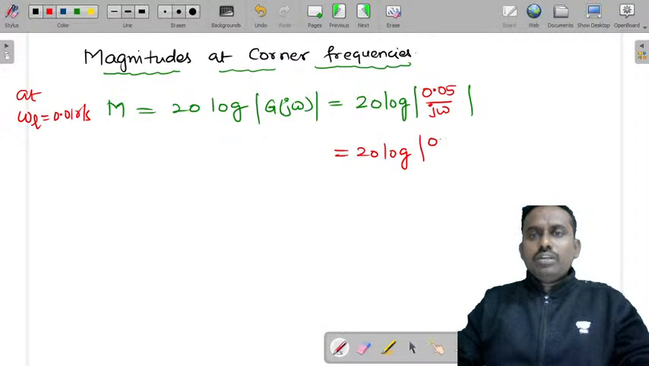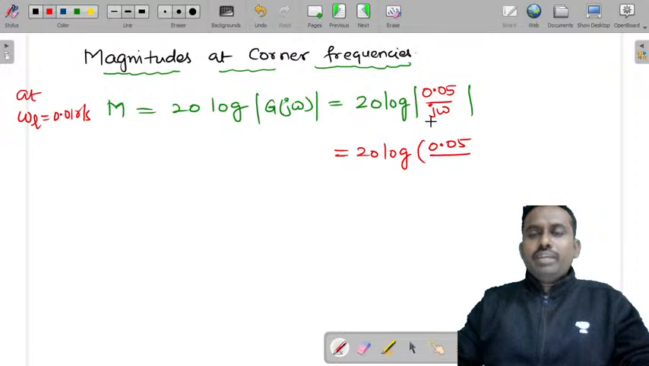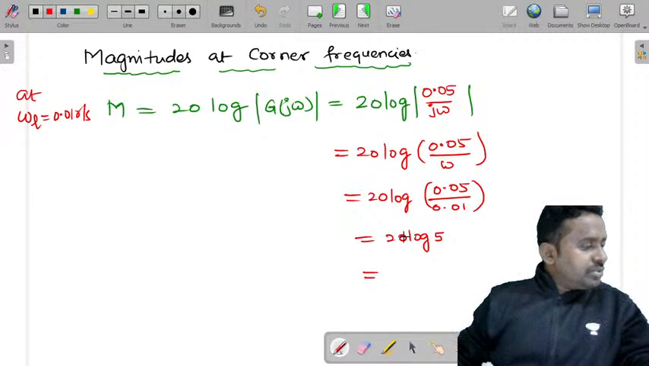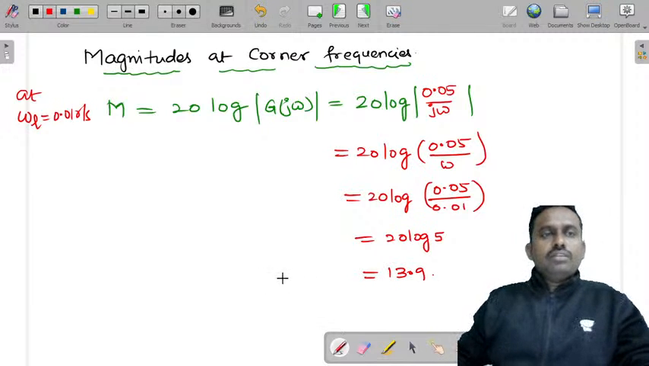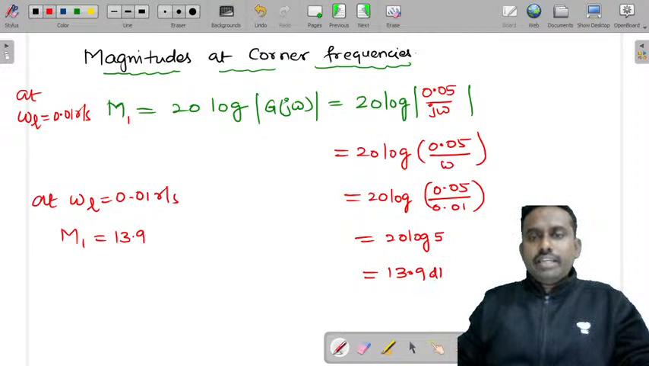20 log mod 0.05 by j omega. Just remove the mod. This is 0.05 by under root of omega square, that is omega. Now substitute the value: 20 log 0.05 by 0.01. So this is 20 log 5, and if you substitute that, you'll get somewhere around 13.9. Check whether these are correct or not; I'm just giving you some numbers. So this is the magnitude at omega L equal to 0.01 radian per second. Let's call this M1. M1 is equal to 13.9 dB.